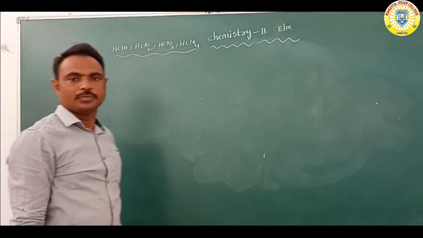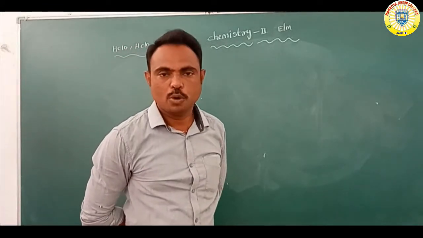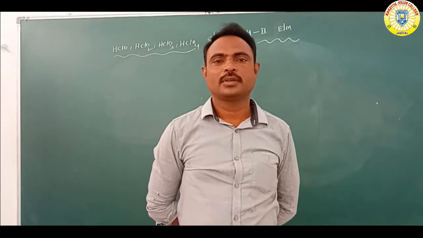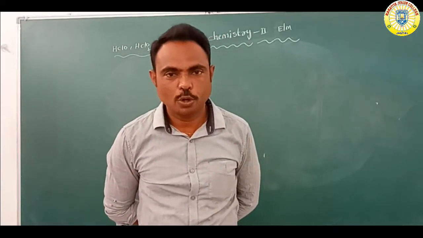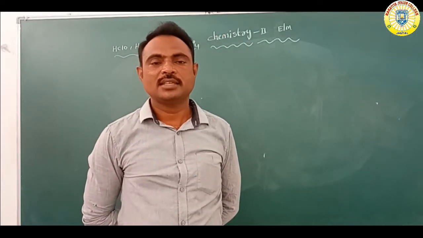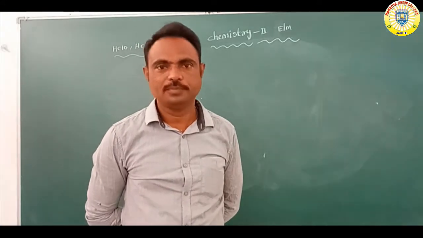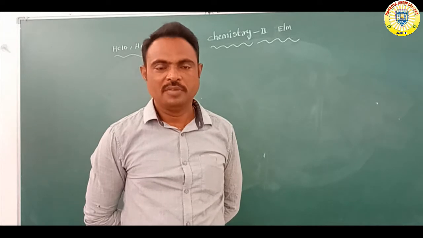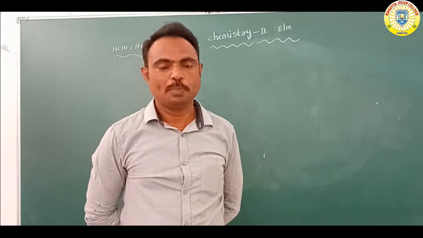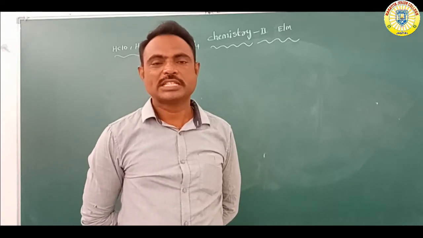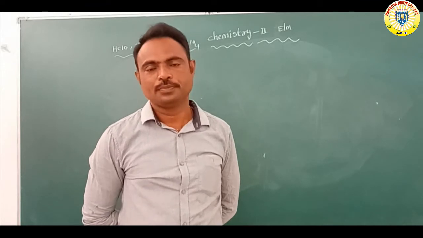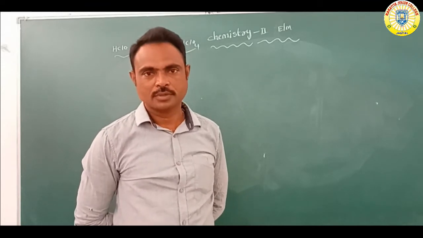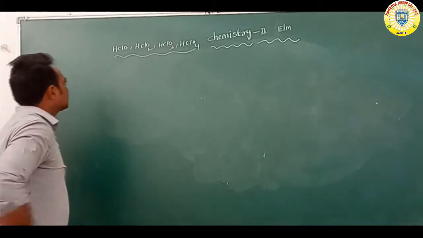Last class we already discussed HClO, that is hypochlorous acid. The central atom is chlorine. It has sp3 hybridization and a tetrahedral shape with lone pairs. It contains one hydroxy group. Already we know that.